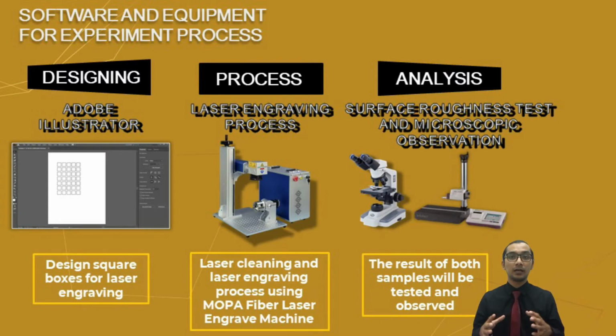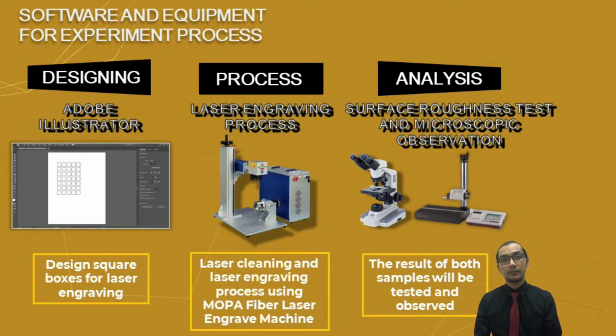Okay, here is the most important aspect of the experiment, which is the software and equipment needed for the experiment process. The first step is designing. I design using Adobe Illustrator, because with Adobe Illustrator the file can be saved as a vector image. It is important to save as a vector image so the laser engraving software can easily detect the structure of the pattern. Then I design square boxes. Each square box represents a different laser parameter.